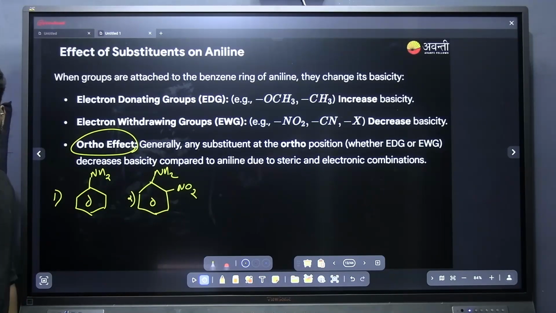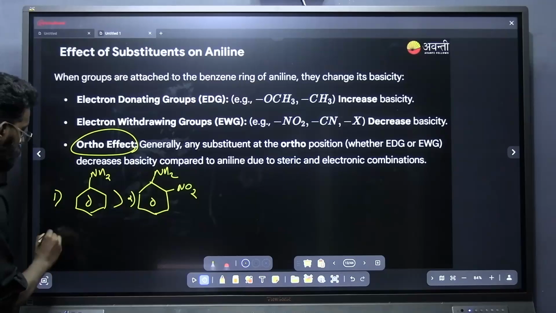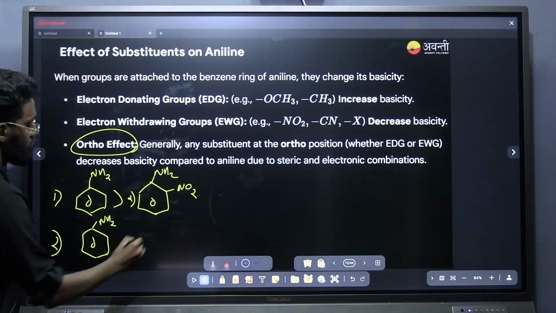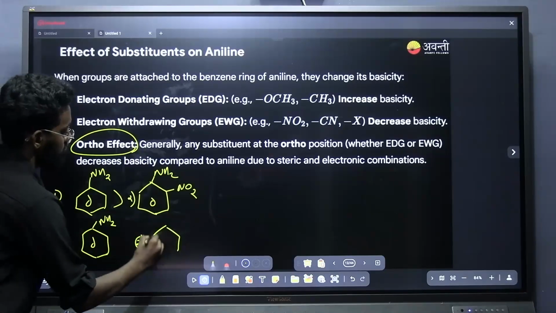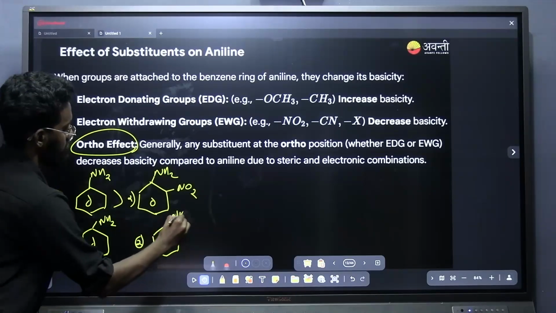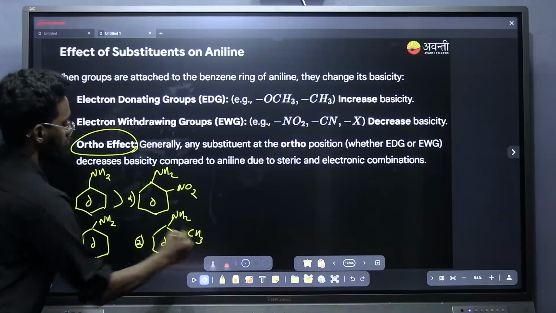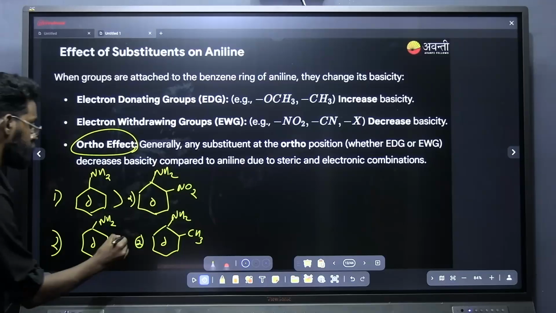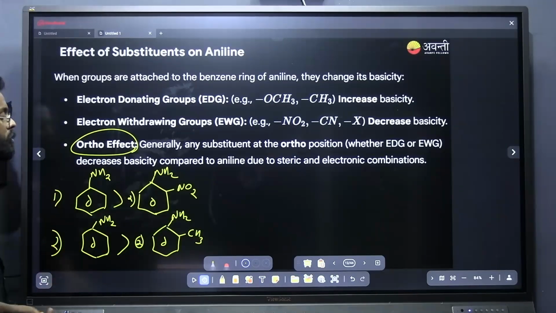Which is more basic, students, tell me. Yes, the first one is more basic. Why is the first one more basic? And what if I am asking one more: NH2, and if I am introducing a CH3 group, which one is more basic? Here also aniline is the more basic.